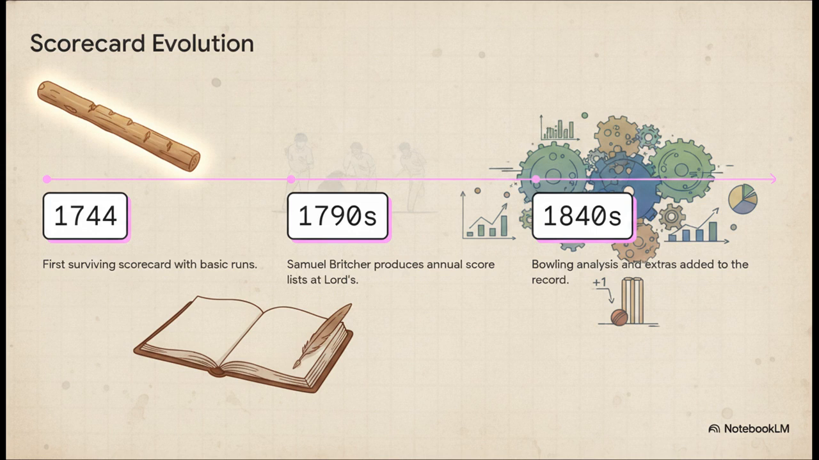It started with simple notches on a stick back in 1744. Those early records just tallied runs, without even mentioning how a batter got out. But by the 1790s, a guy named Samuel Britcher was printing penny pamphlets at Lord's with much more formal lists. Then, as the Victorian era rolled in around the 1840s, analytical thinking totally took over. Scorecards began capturing balls faced, detailed bowling analyses, and those absolutely crucial extras.